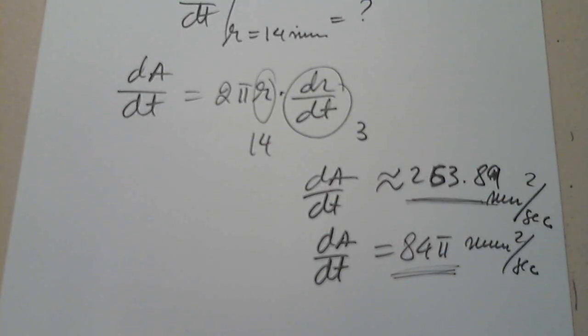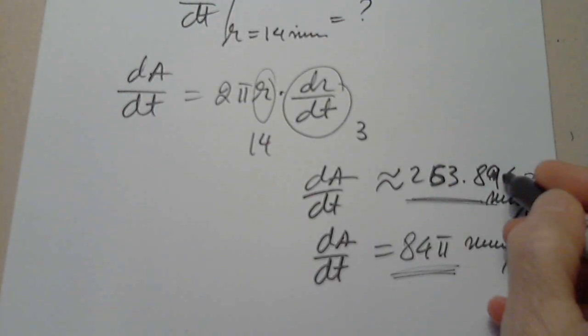Good. So it says round to the nearest thousandth. Careful, which means they want 3 decimal digits. I only wrote 2. So in this case, I would write 263.894.